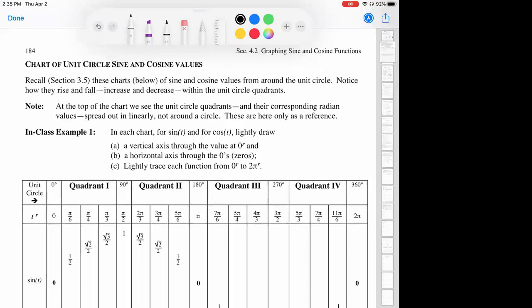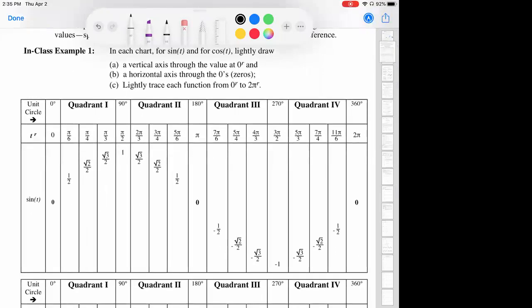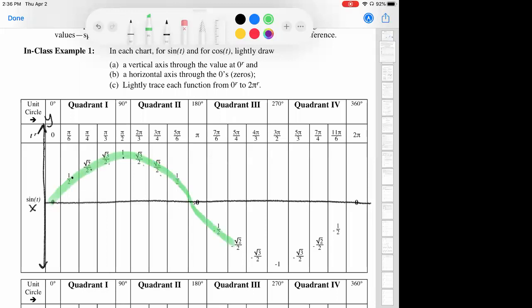Charts of unit circle sine and cosine values. Recall in section 3.5, these charts below of sine and cosine values from around the unit circle. Notice how they rise and fall, increase and decrease. So this is our last chapter 3 section, where if you think of this as a number line, I'm sorry, a Cartesian plane. So this is my x-axis, and this is my y-axis. Then we can see that each one of these is a point that I will graph. And if we connect all these points, we get this beautiful sinusoidal function, this wave.